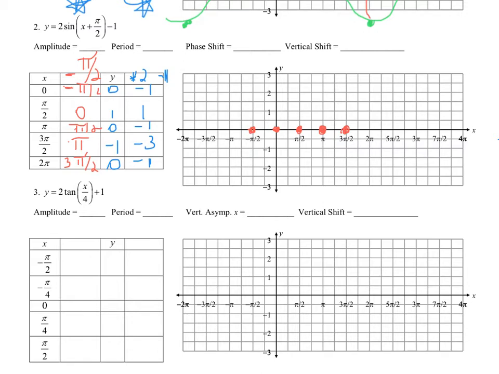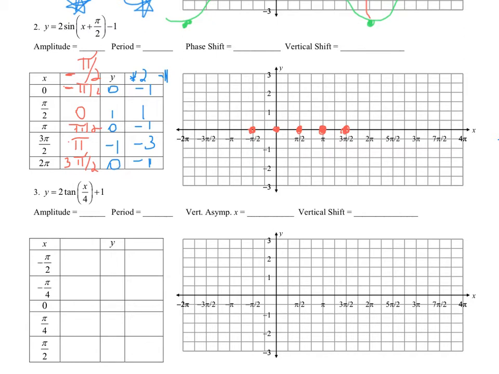Then I took the values for sine, because that's what I'm graphing here. I'm graphing a sine wave. And I put those values in the y column. Sine at 0 is 0. Sine at pi over 2 is 1. Then 0, then -1, then 0 as I go around the circle.